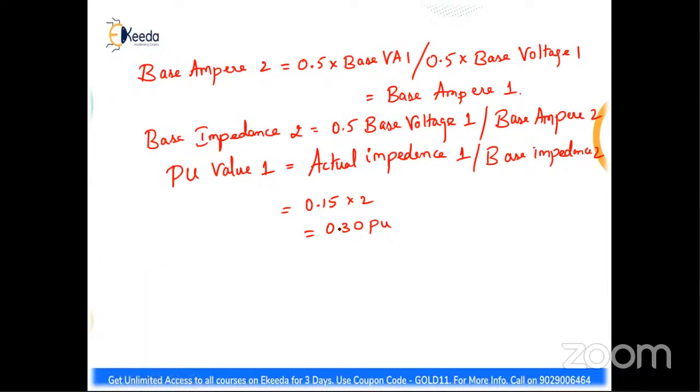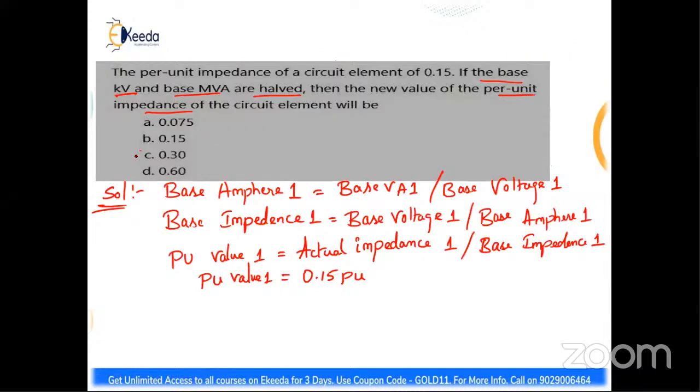So the right answer, that is option C, is the right answer. That is 0.30 is the right answer.